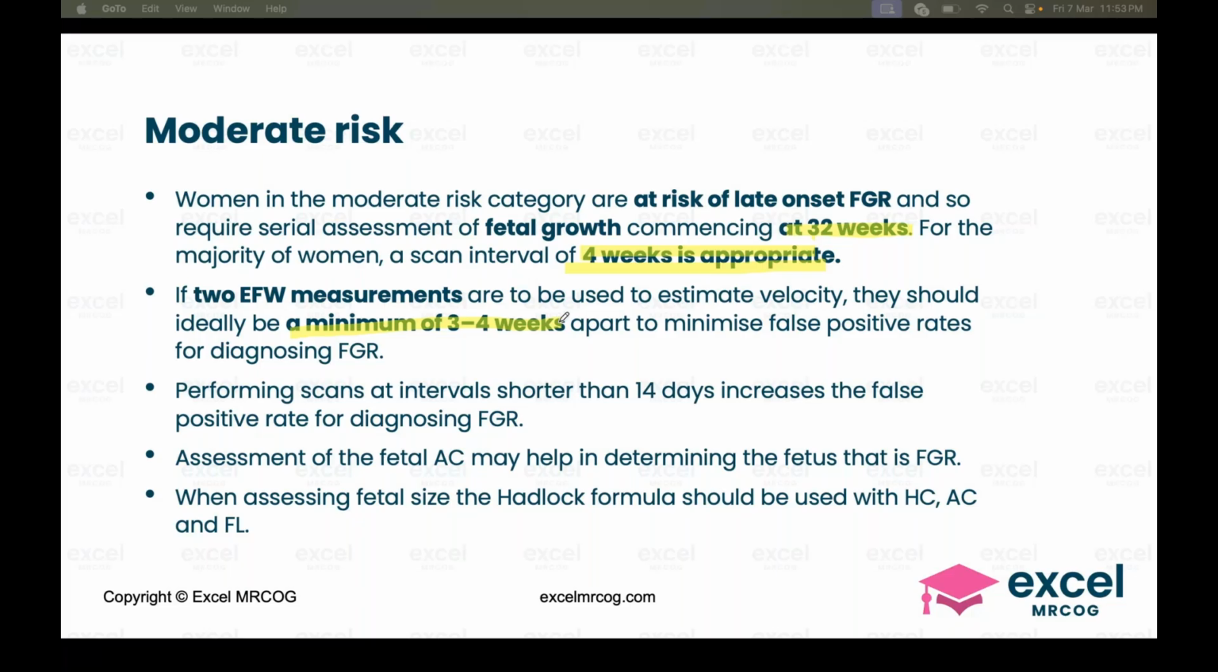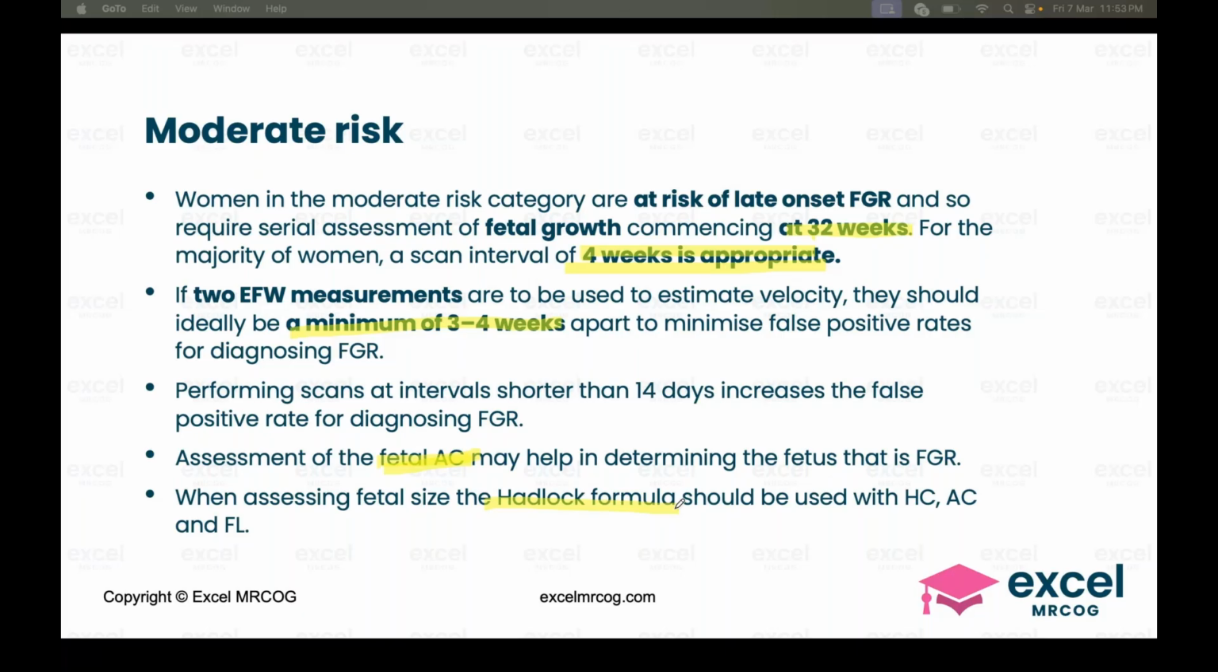Assessment of fetal AC may help in determining the fetus that is FGR. Because the first thing that reduces when the baby is not growing well is the baby's abdominal circumference. And the Hadlock formula is used for measuring fetal size.